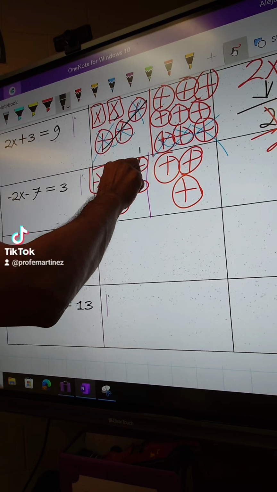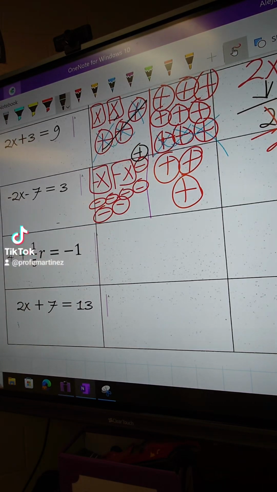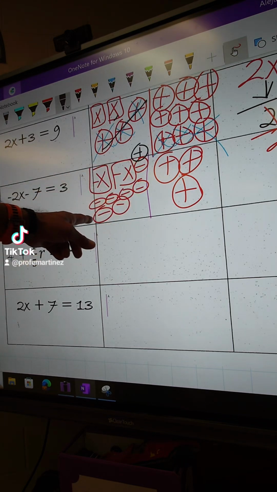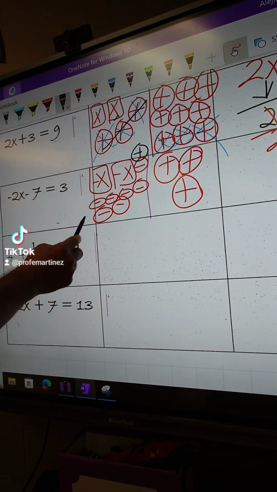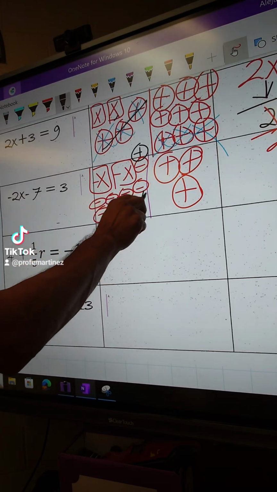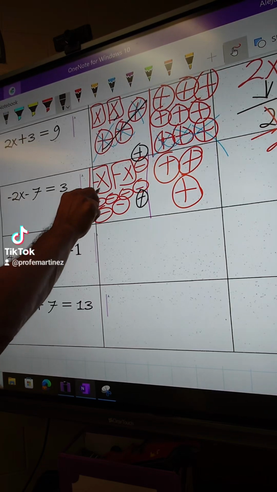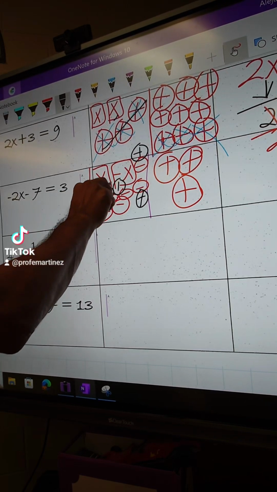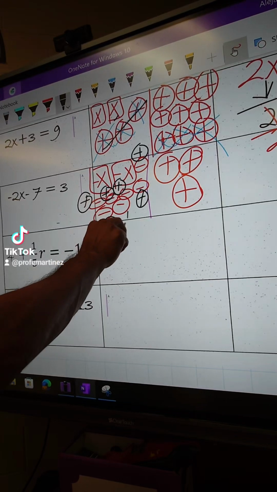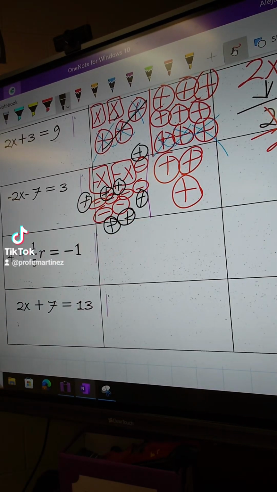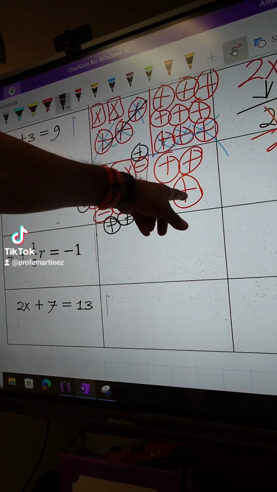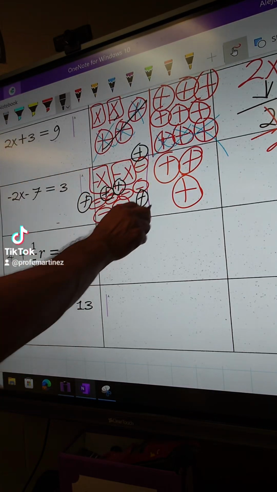So we're going to add what we call zero pairs. You need to add as many as you need to get rid of all these negatives that you see there. And so we need to add seven of them. So we're going to add one to each one. What I did to one side, I got to do to the other side because I got to keep it balanced. If not, it won't stay balanced.